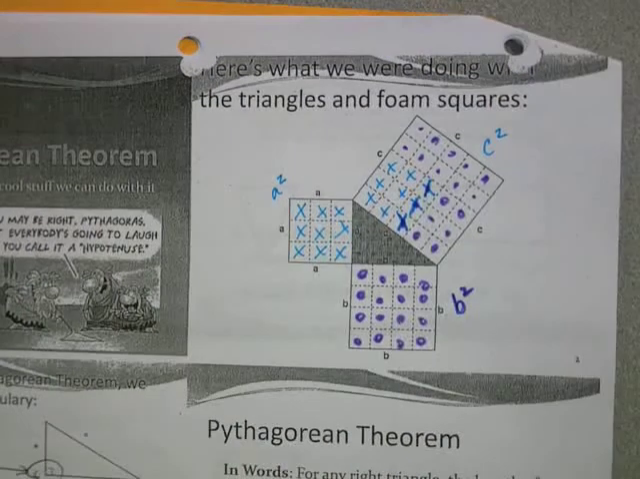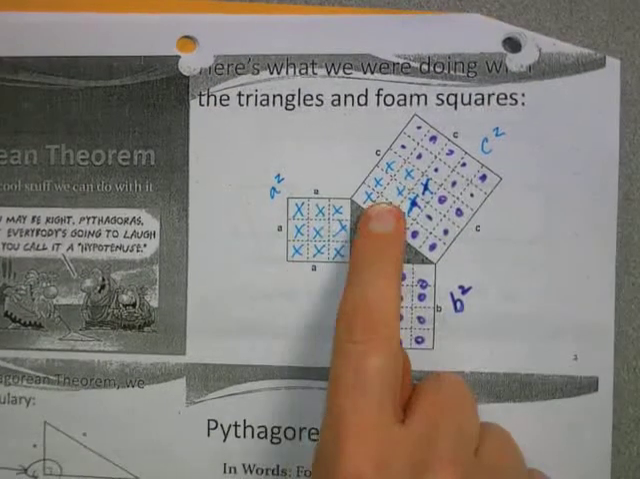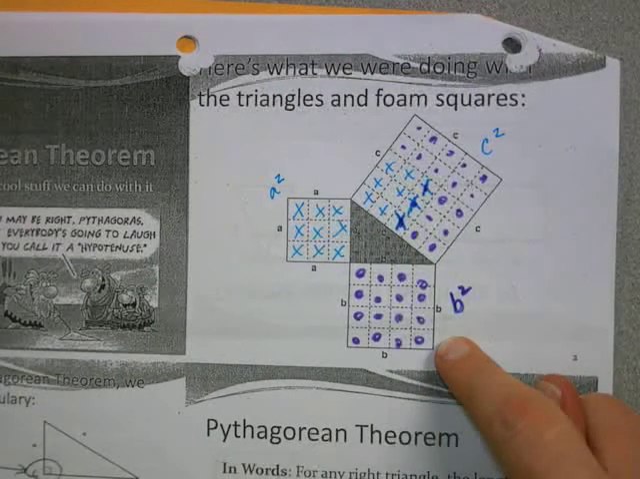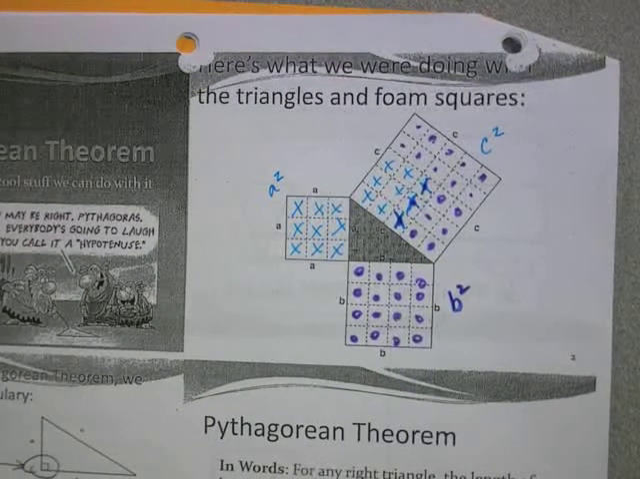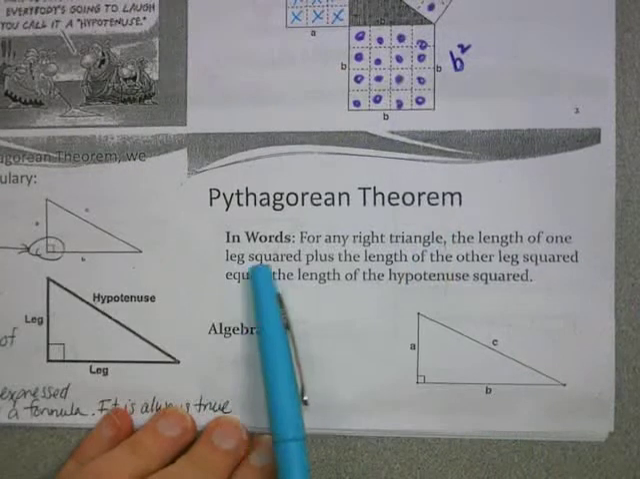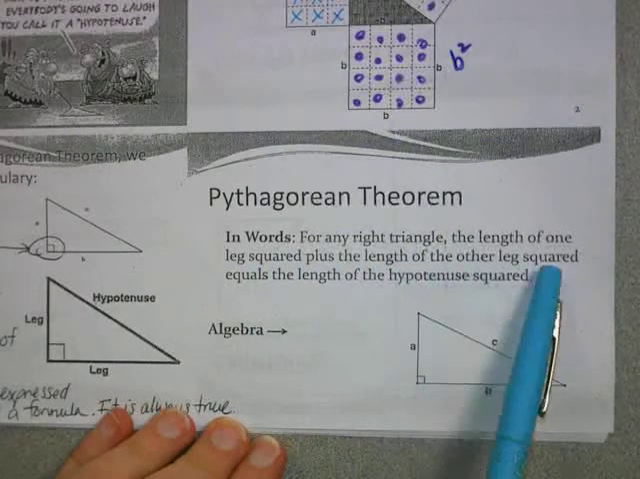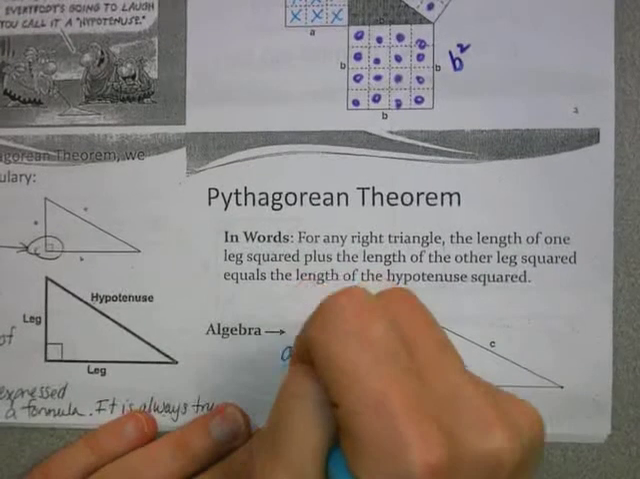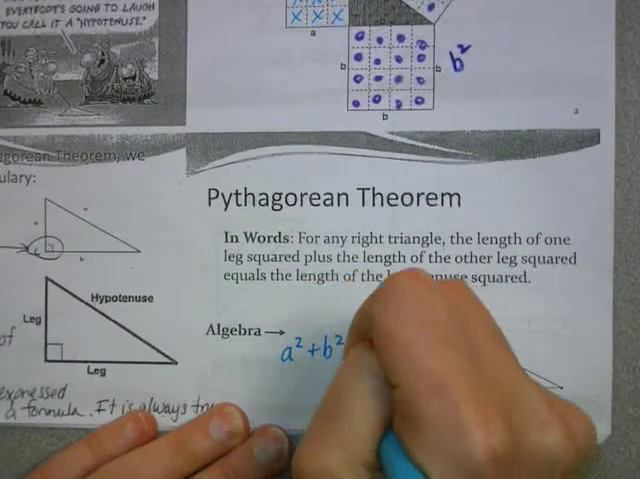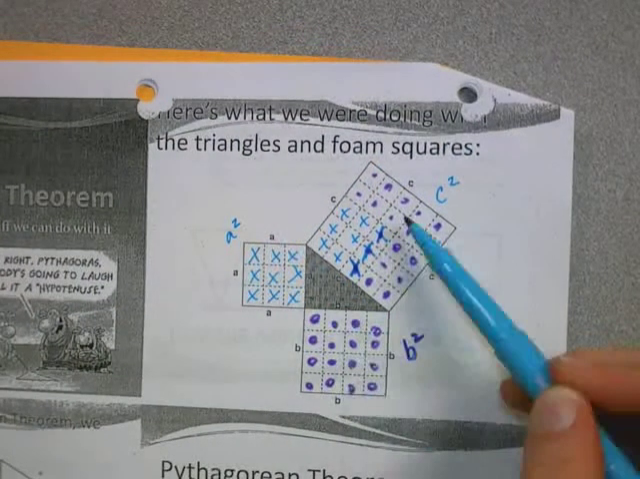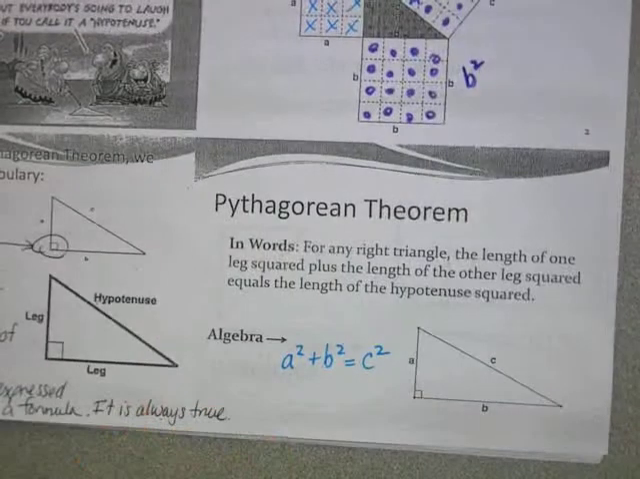So we have our 9 from our A squared and our 16 from our purple dots here, our B squared, and they make up C squared. So what we're proving here is for any right triangle, the length of one leg squared plus the length of the other leg squared equals the length of the hypotenuse squared. So what we just proved was A squared plus B squared equaled C squared. This side squared, this side squared equaled the big one. A squared plus B squared equals C squared.